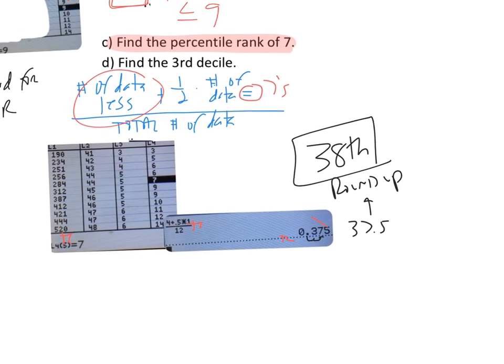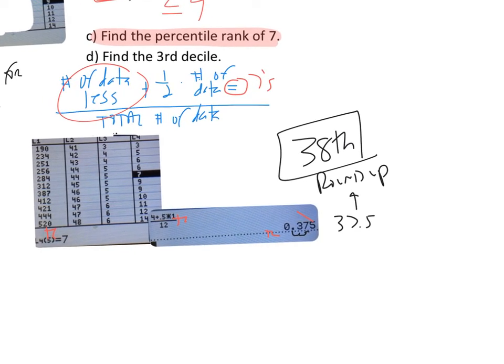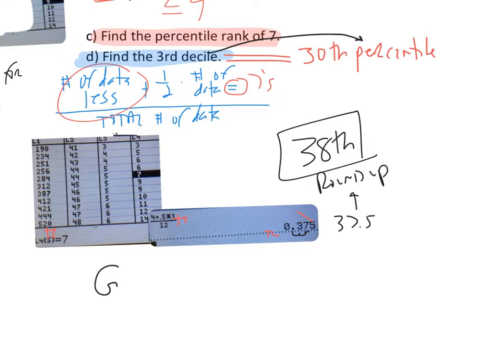Finally, in letter D, we have to find the 3rd decile. But remember, the third decile is the same as the 30th percentile. So anytime they ask you to find a decile, what you have to do is convert it into a percentile by multiplying it by 10. So here the third decile is the same as the 30th percentile. So here it's like letter B. Here we're given a percentile.